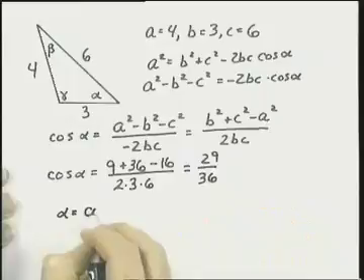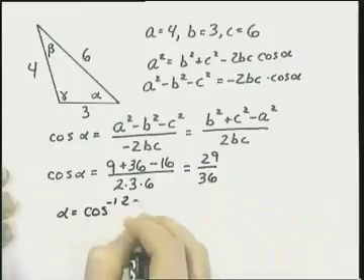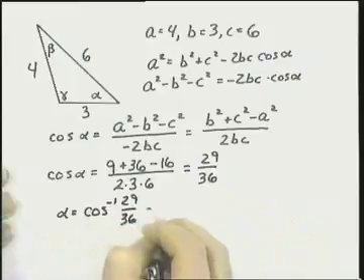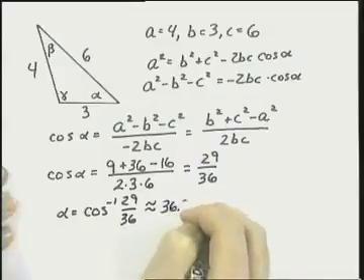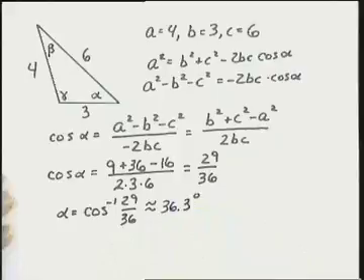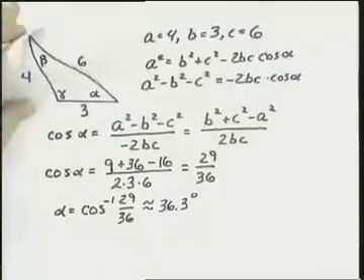So alpha is going to be the inverse cosine of 29 over 36. We would get that alpha is about 36.3 degrees. Now I know alpha. I need to go ahead and find beta and gamma. Let's say that I want to find beta.